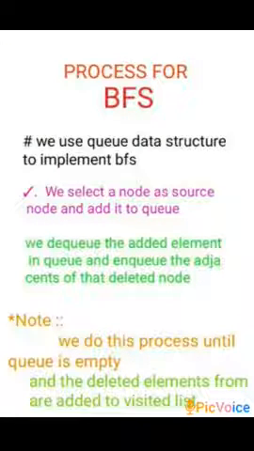Now we go through a quick review process for BFS. We use the queue data structure to implement BFS. We select a node as a source node and add it to the queue. We dequeue the added element and enqueue the adjacents of the deleted node. And we do this process until the queue is empty. And the deleted elements from the queue are added to the visited list. This is the process.